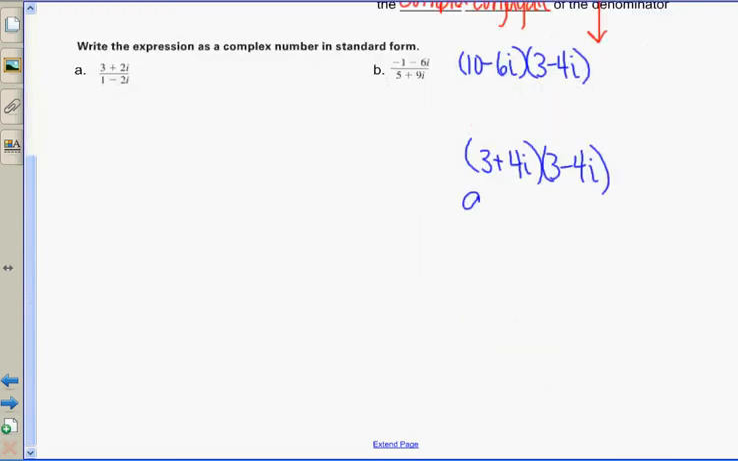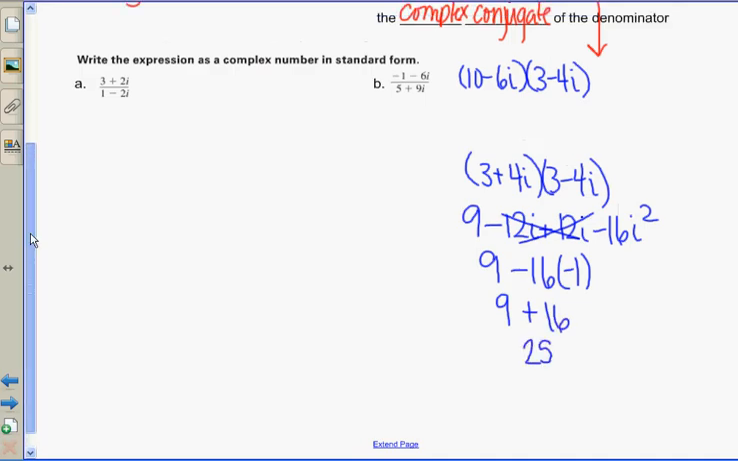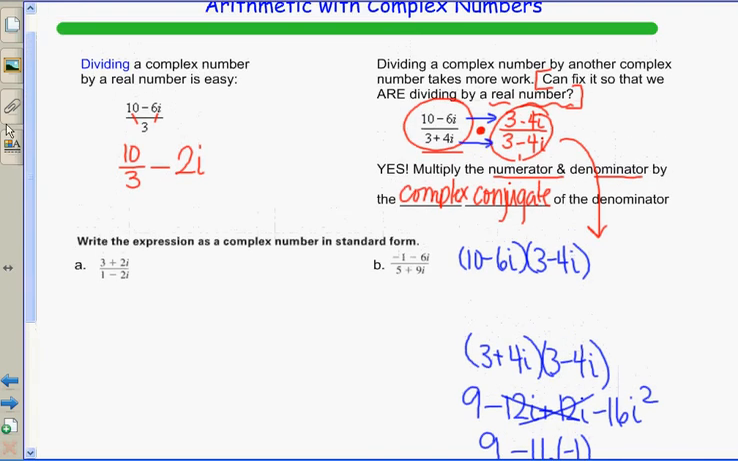3 times 3 would be 9. 3 times negative 4i is negative 12i. Positive 4 times both things is a positive 12i and a negative 16i squared. These guys cancel out. We know that i squared is the same as negative 1, so this is 9 plus 16, which is 25. So what I'm getting on the bottom, when I multiply these complex conjugates together, is really just 25. And then we're back to a problem that looks like our original, where we had just a real number on the bottom. We know how to divide that.